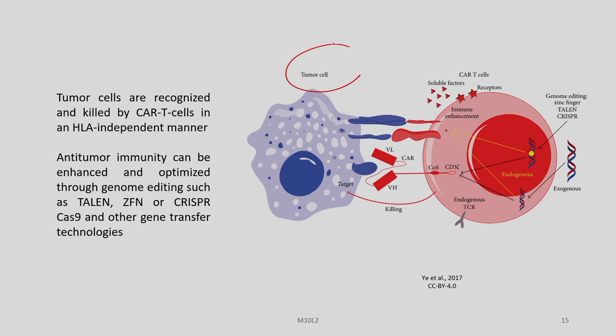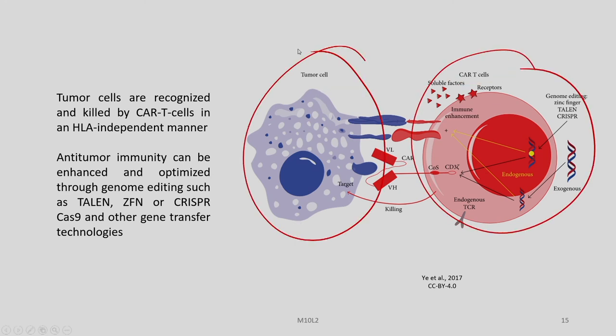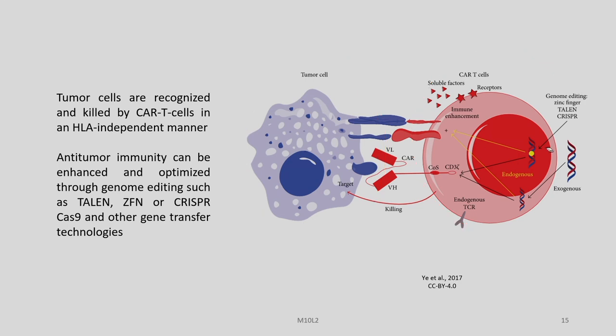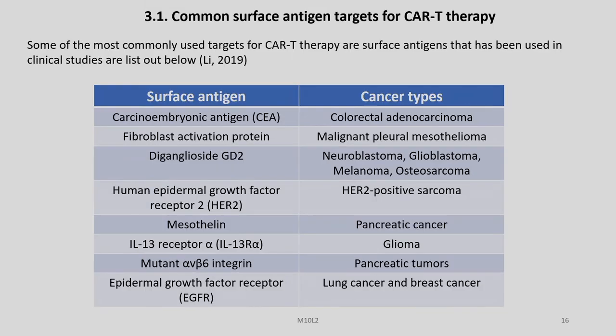So here is the tumor cell, and this is the CAR T cell, and this cell will be killing this tumor cell in an HLA independent manner. Anti-tumor immunity can be enhanced and optimized through genome editing such as TALEN, ZFN or CRISPR/Cas9 and other gene transfer or editing technologies. Common surface antigen targets for CAR T cell therapy.